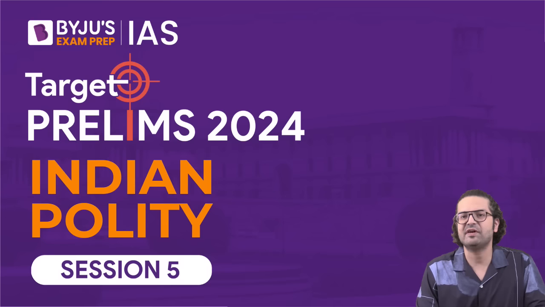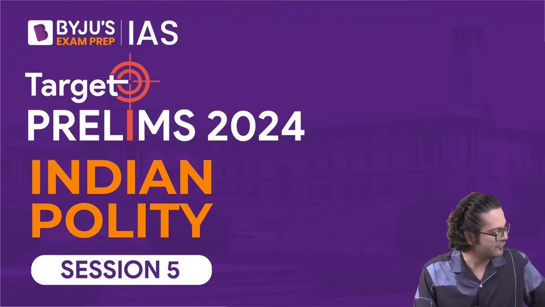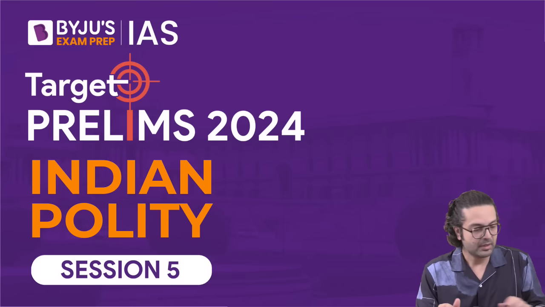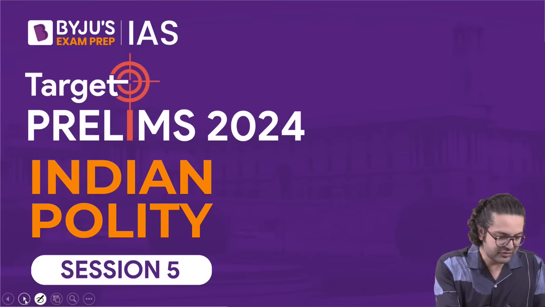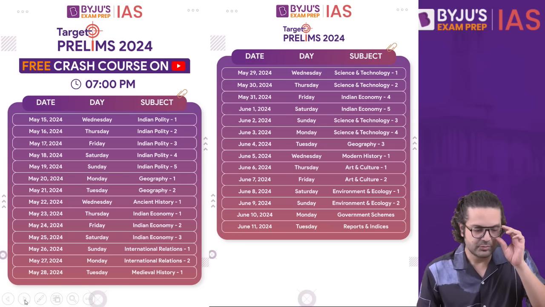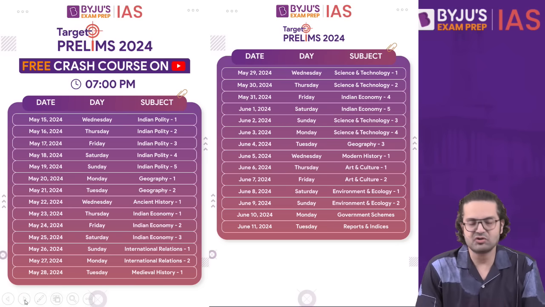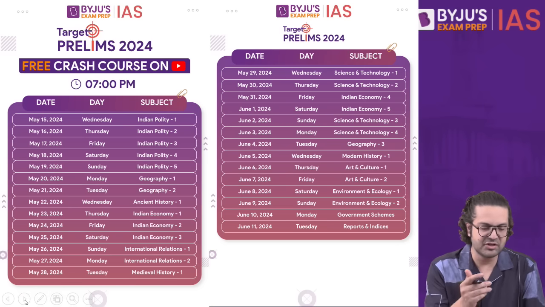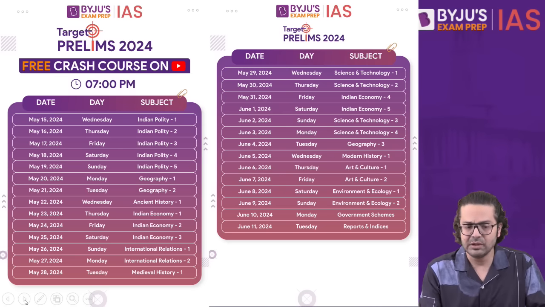This is session 5 of Target Prelims 2024, Indian Polity. I hope you are aware of the schedule. This is our schedule. Tomorrow we'll have the session on geography, in fact for the next 2 days, then ancient history, etc. You can see the schedule and plan your revision accordingly.